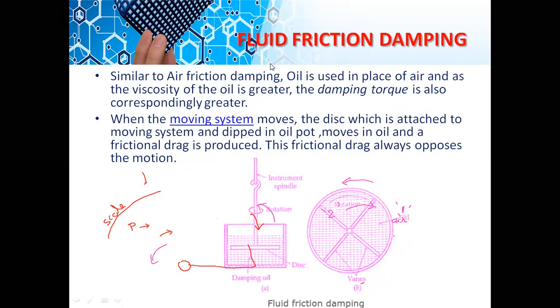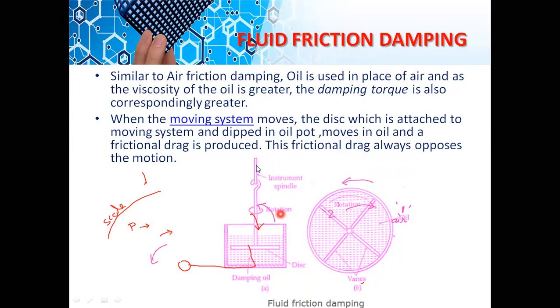Coming to the fluid friction, it is similar to air friction, but instead of air, we'll be having oil. Because the viscosity of oil is greater, the damping torque correspondingly is high compared to air friction damping. So when the moving system moves, we'll see how it is organized.